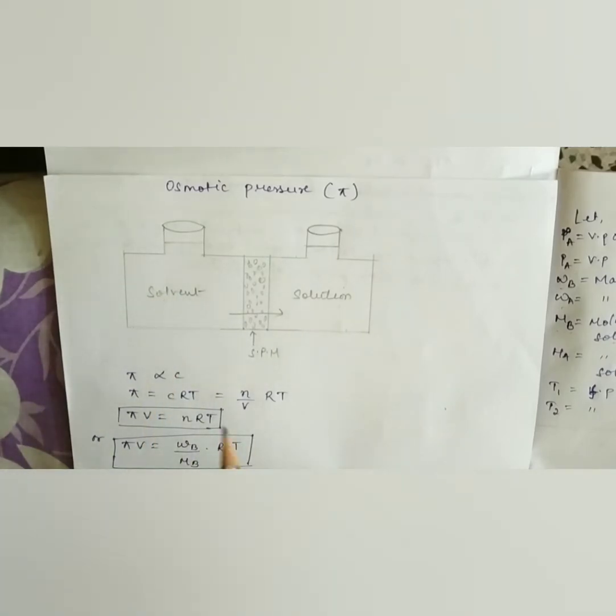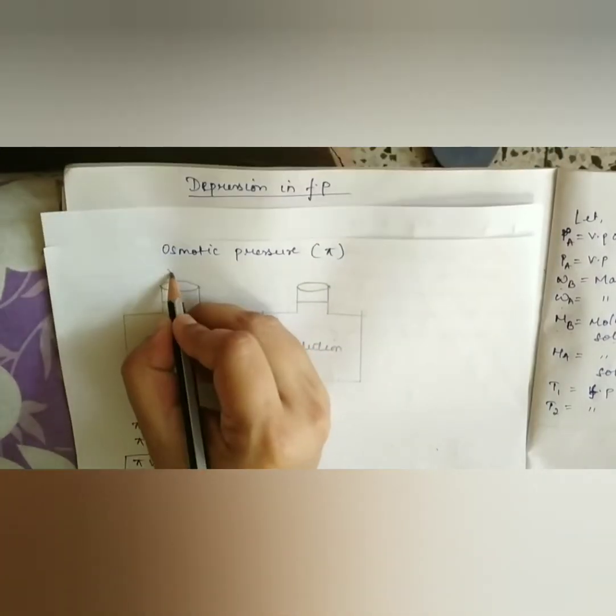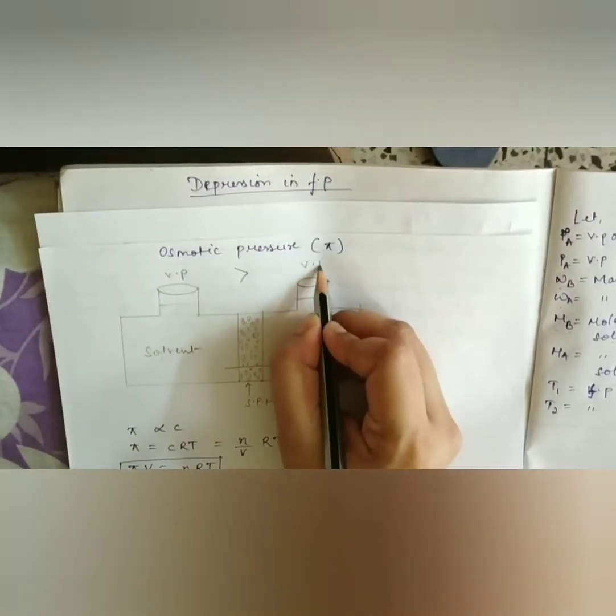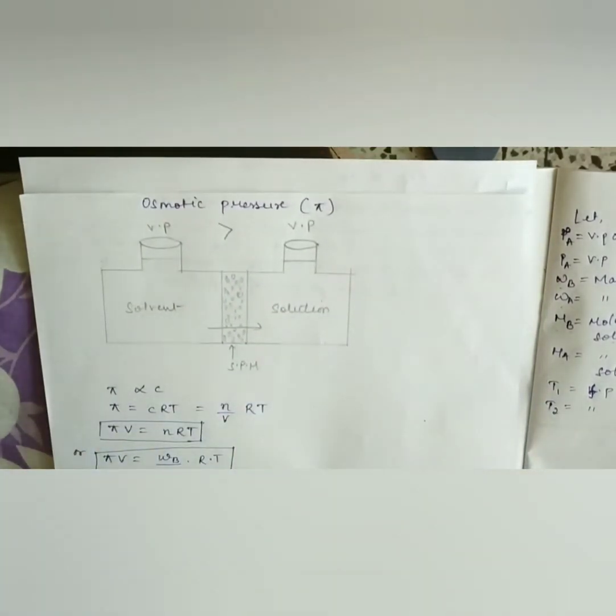will definitely be greater than that on the solution side, because here non-volatile solutes are present and here they are not present. So the vapor pressure on this side will be greater than the vapor pressure on this side. This difference in the vapor pressure is the driving force of osmosis.